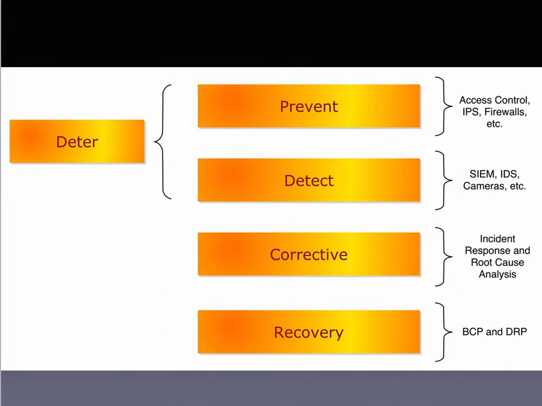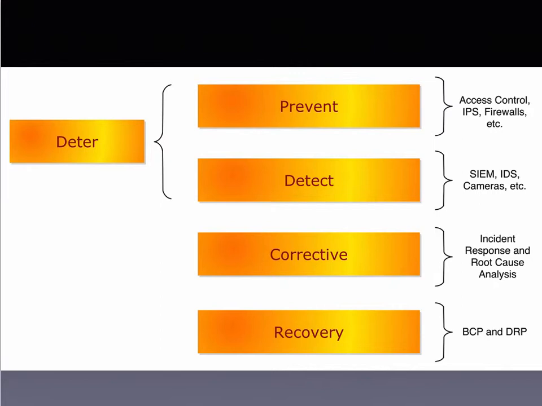Corrective controls are usually part of incident response or root cause analysis. They allow us to plug any gaps that allowed an attacker to reach her objectives. And recovery controls are those that are included in business continuity plans and disaster recovery plans. These are controls that allow us to restore business critical processes by restoring the technology that supports them if a server fails or if there's a catastrophic event.